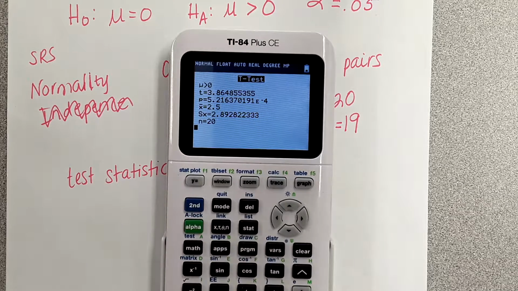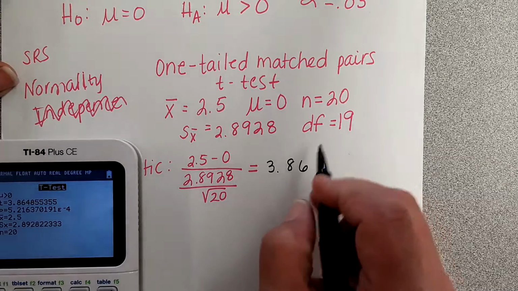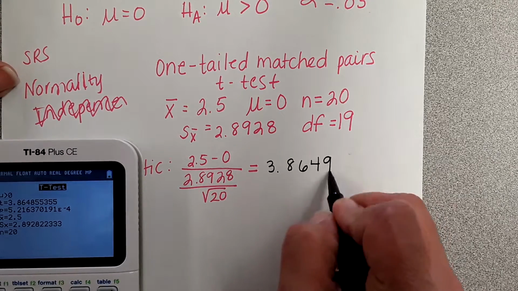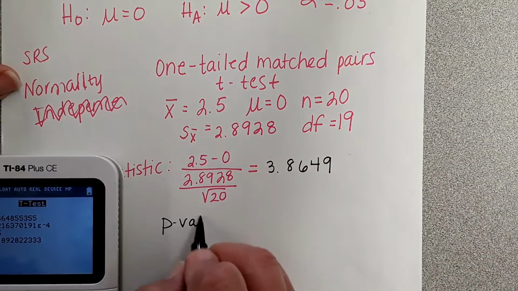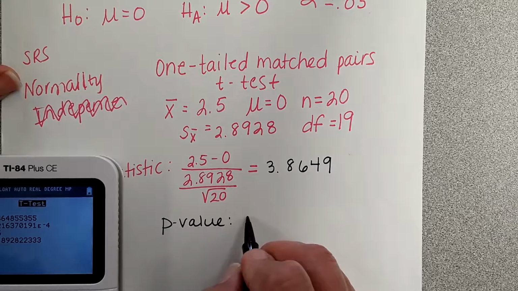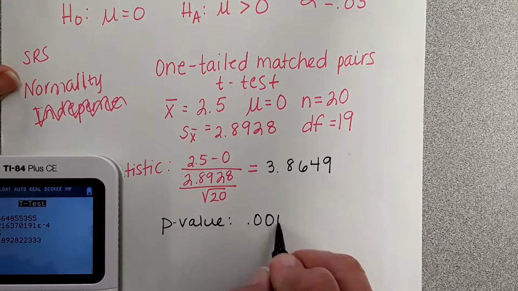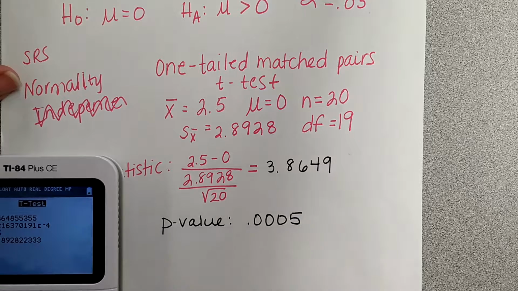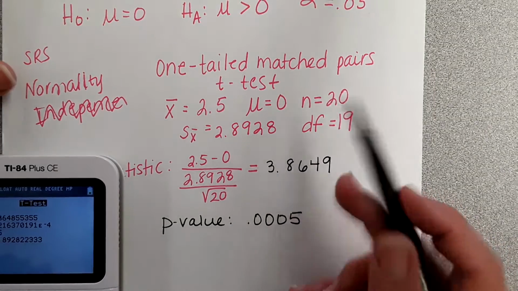So now with all this information, we're going to write our test statistic. That t is our test statistic. So our test statistic is 3.8649. Our p-value is 0.0005. We already have our x bar, we already have our s of x, we already had our n.